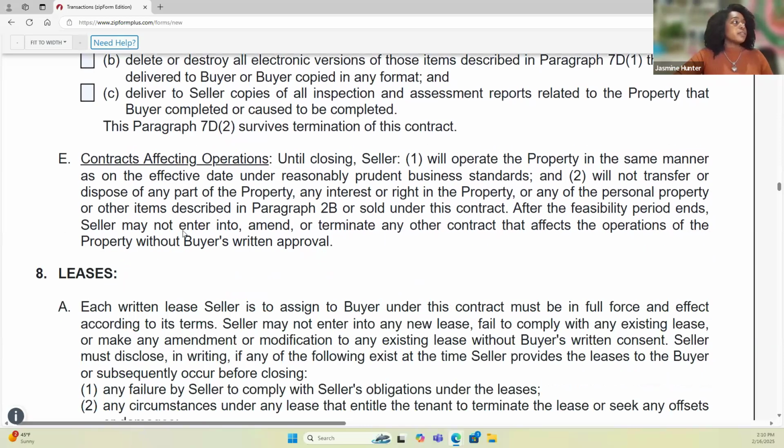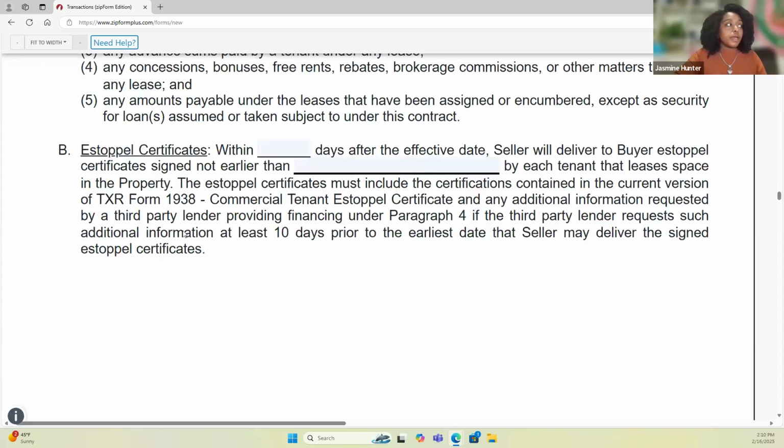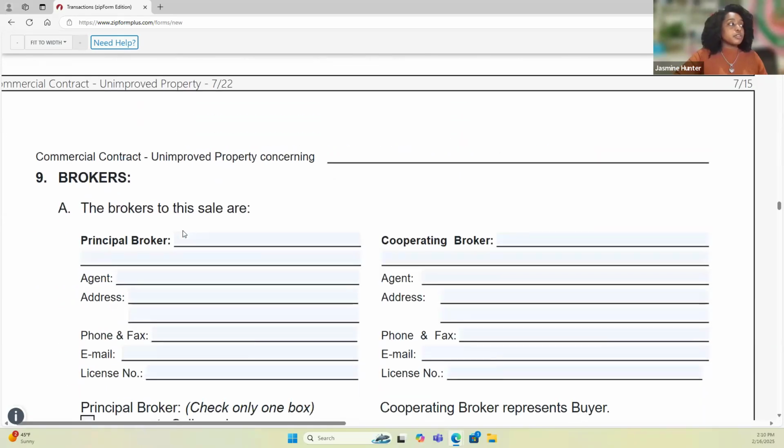Right. Okay. So now if there are any leases, we need to talk about the leases. You need to give me all the information about the leases. You have to do all of that kind of stuff. Give me the information I need about these leases. Same thing about the estoppel certificates.